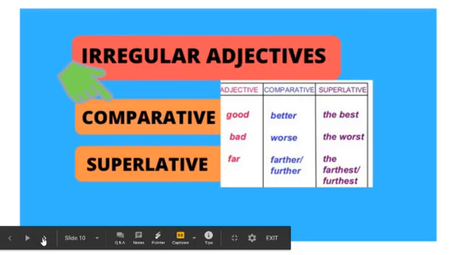As we studied before about the irregular verbs and irregular nouns, some of the adjectives are irregular. They are really naughty and they don't abide by the rules. So they change their whole spelling, such as good, better, the best; bad, worse, the worst; far, farther, the farthest.